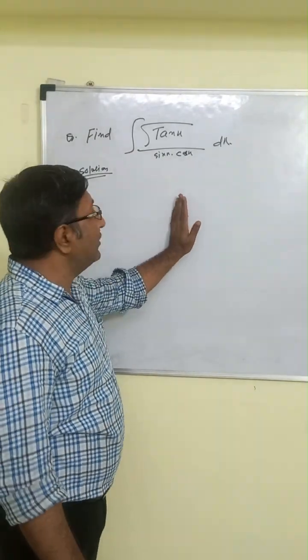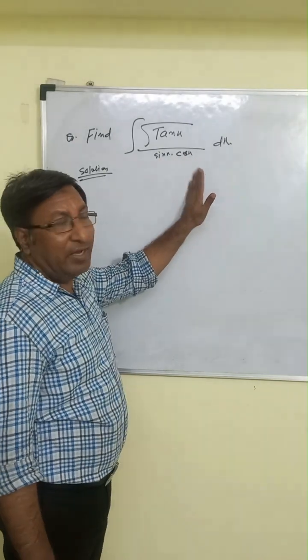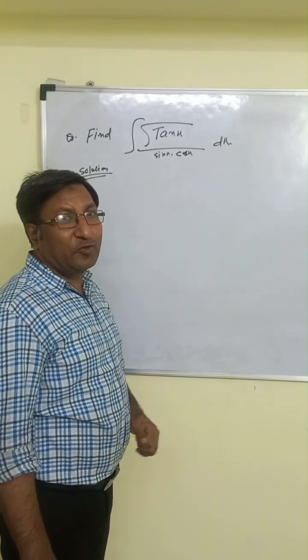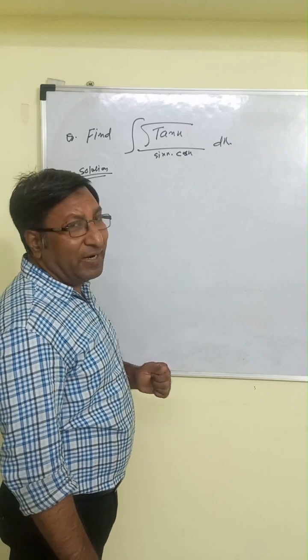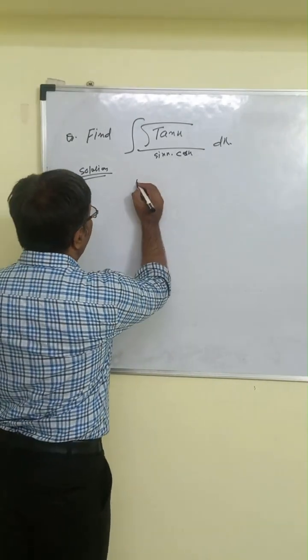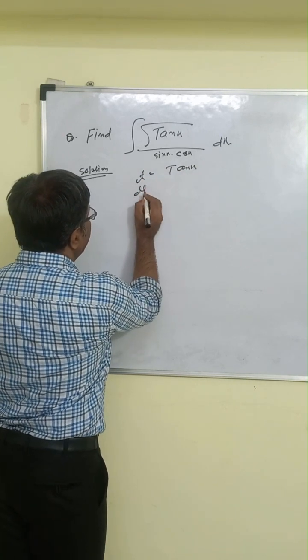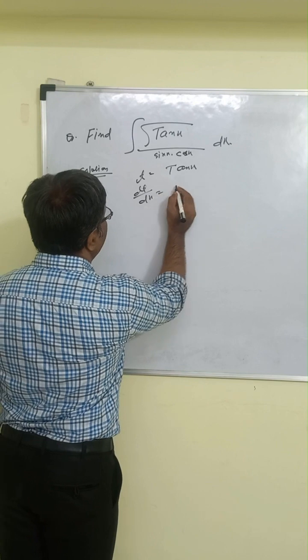Find the integration of root under tan x upon sin x into cos x. There are so many methods for solving this type of question, but the simple technique is what? Just put t equal to tan x. So when we put t equal to tan x, then you find dt by dx.